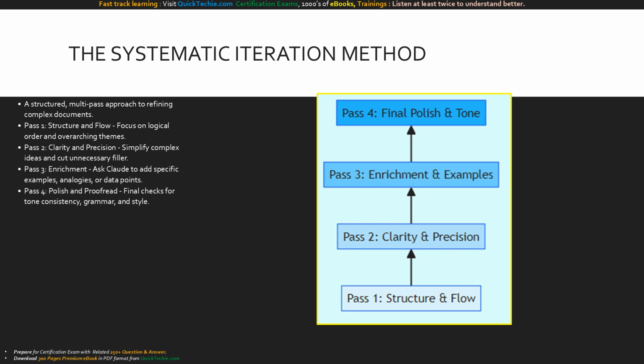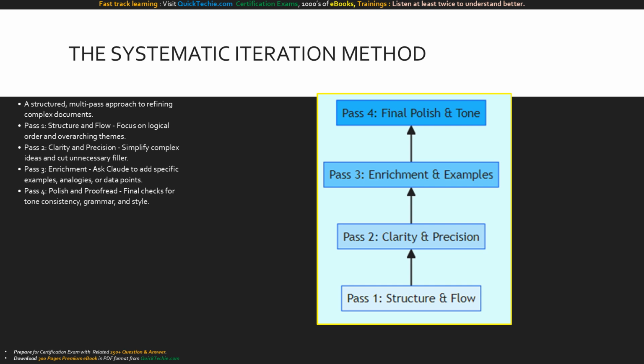You ask Claude, is the information in a logical order? Once that is fixed, you move to Pass 2, clarity and precision. Here, you ask Claude to cut the fluff and simplify complex ideas. Pass 3 is enrichment. This is where you say, add specific, real-world examples to paragraph 2. Finally, Pass 4 is the polish and proofread, dialing in the perfect tone. By separating these concerns into distinct conversational turns, Claude can focus its entire context window on perfecting one specific aspect of the document at a time.